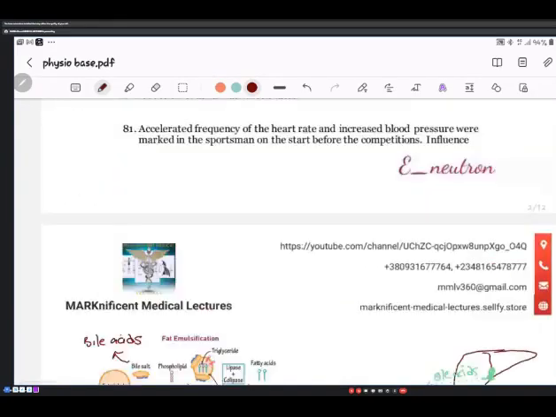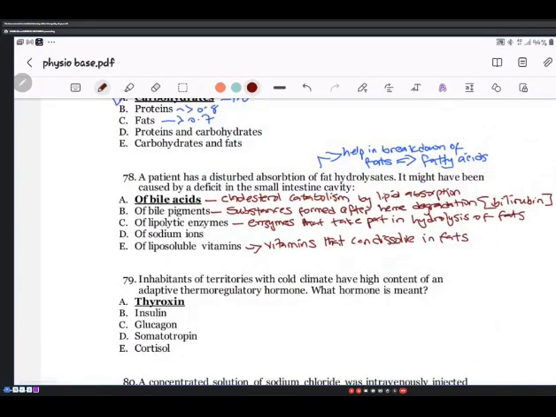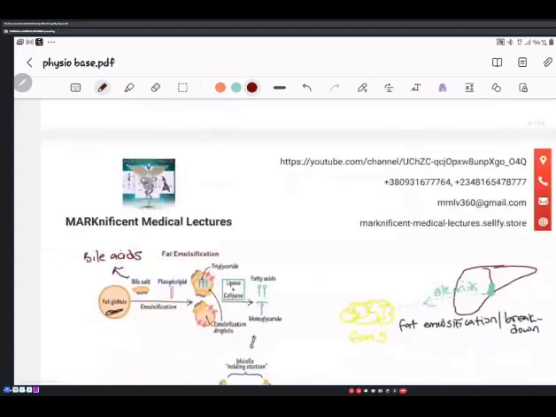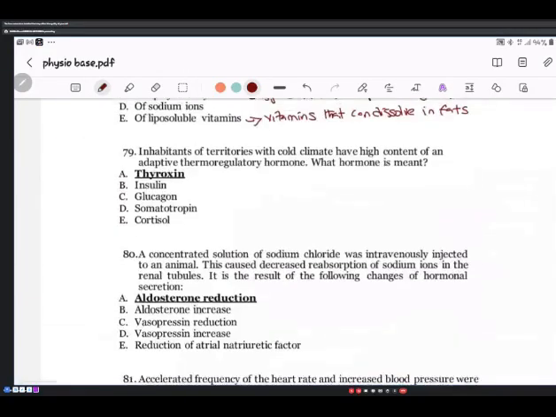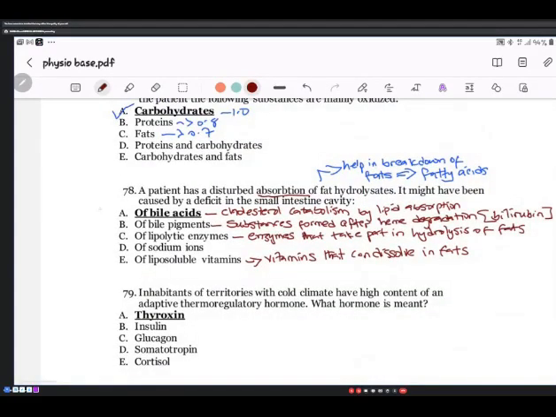So I'm going back to our question now. We look at the closely related. Patient has disturbed absorption of fat hydrolysates. The absorption is here already. It might have been caused by deficits in small intestine cavity. So the bile acids, which can also be called bile salts or bile acids, yeah, or bile salt. In case you see bile salt, it also means the same. It refers to the same thing concerning this function.